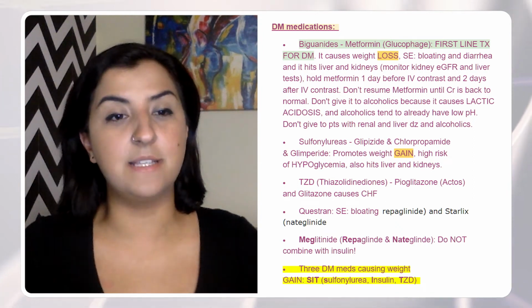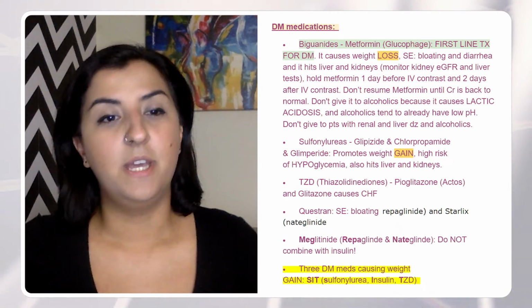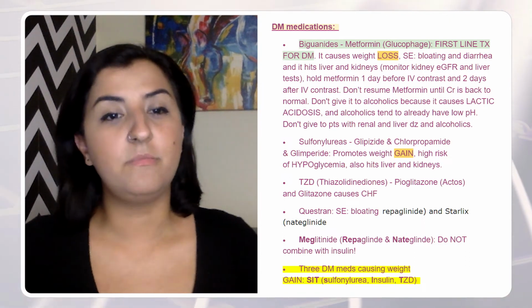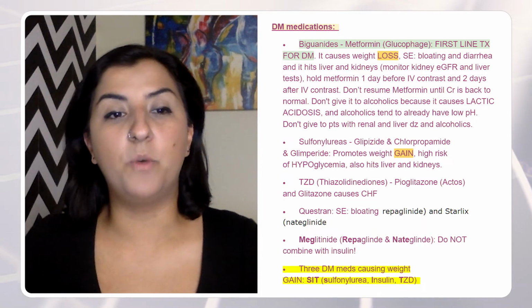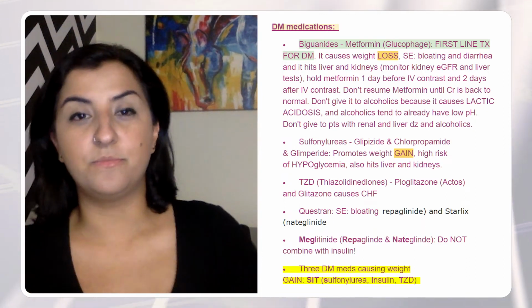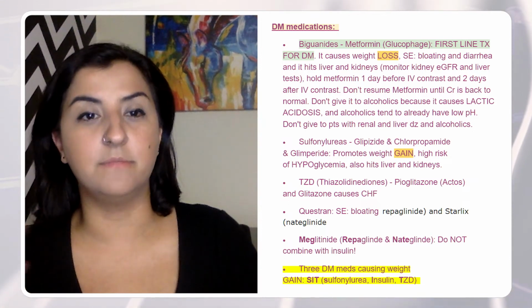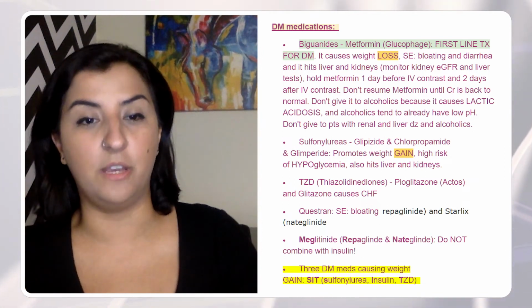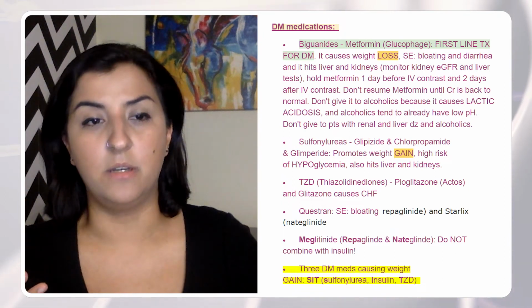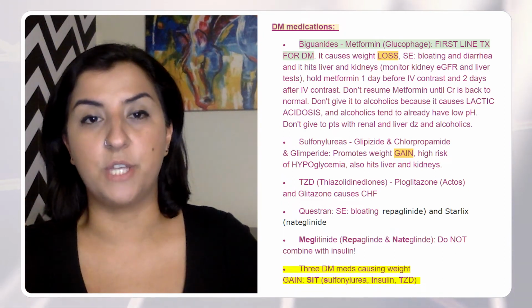So the next class is the sulfo. The sulfo, I like to call them the GCG. Okay. And they promote weight gain. Now remember, they have G's in them, GCG, weight gain, okay? Pay attention to the G here, okay? And it causes high risk of hypoglycemia, okay? It also hits your livers and your kidneys.